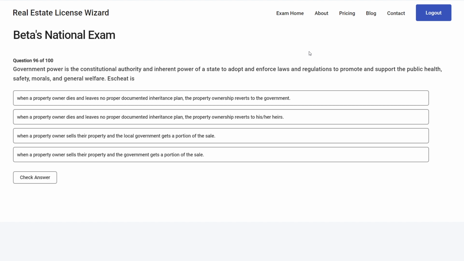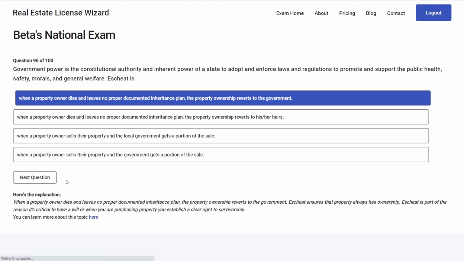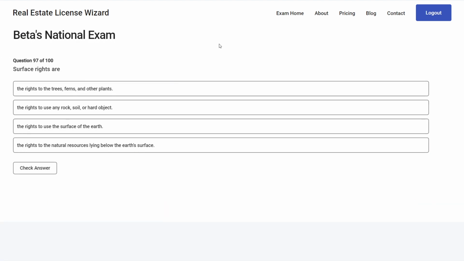Alrighty. Did you guys come up with it? It's the first option. So when a property owner dies and leaves no proper inheritance plan, the property then reverts to the government. So by definition, that's what an escheat is. And basically, escheat just ensures that a property always has ownership. Which is more the reason it's critical to have a will, or when you're purchasing property, you establish a clear right of survivorship.